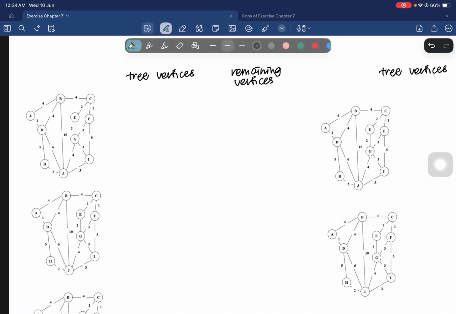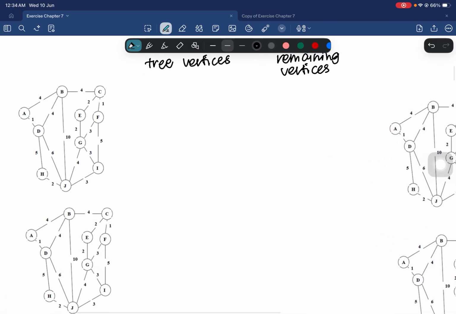We will start with A. So what nodes are connected to A? We have B and we have D. The others are infinity, meaning not connected, so we just don't list them. So we have B connected to A by 4, and also D connected to A by 1, and we start with A, right? So we can just write it like this.